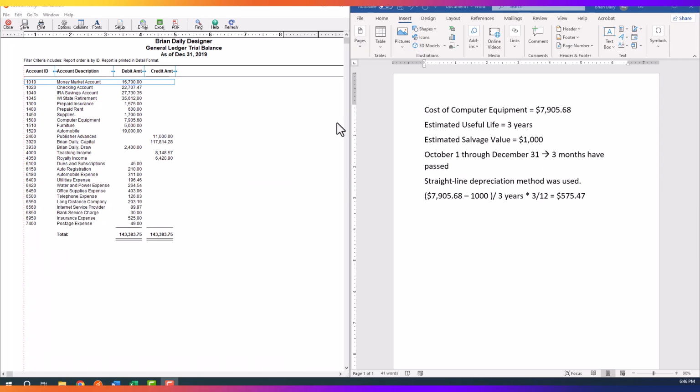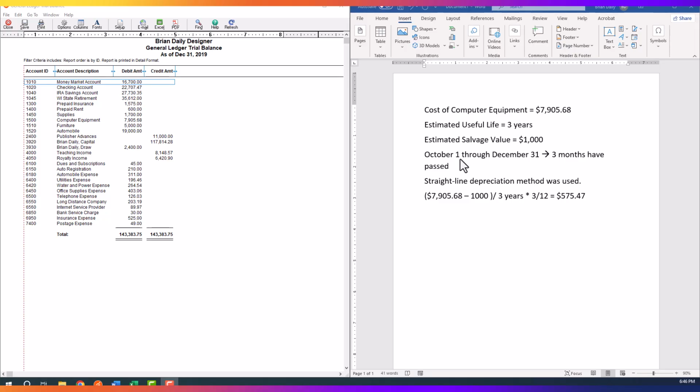Our next adjusting entry relates to the computer equipment. We can see that this long-term asset account in the trial balance has a balance of $7,905.68. The book says that this equipment is estimated to be useful to the company for 3 years. The company also estimates that it will be worth about $1,000 at the end of those 3 years. That's its salvage value, aka its residual value.